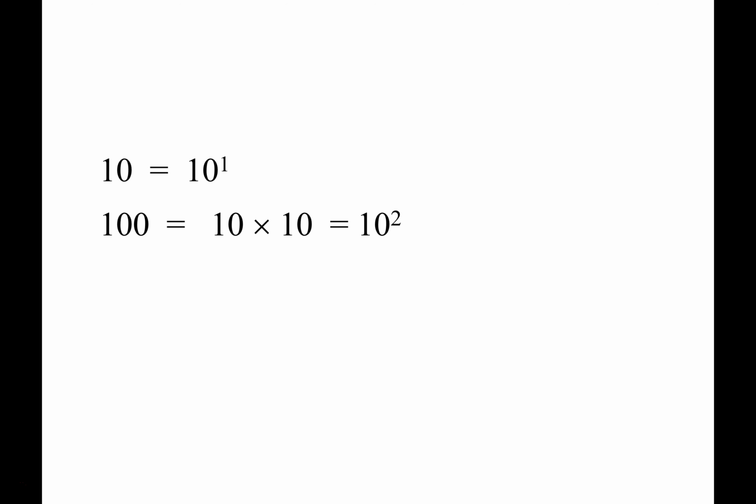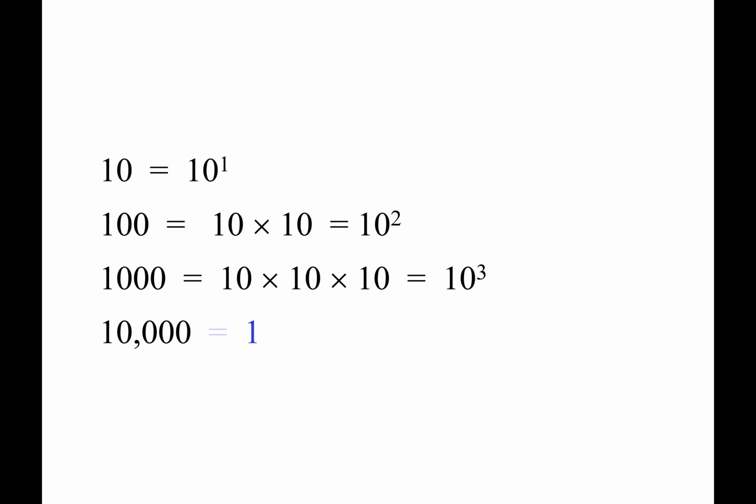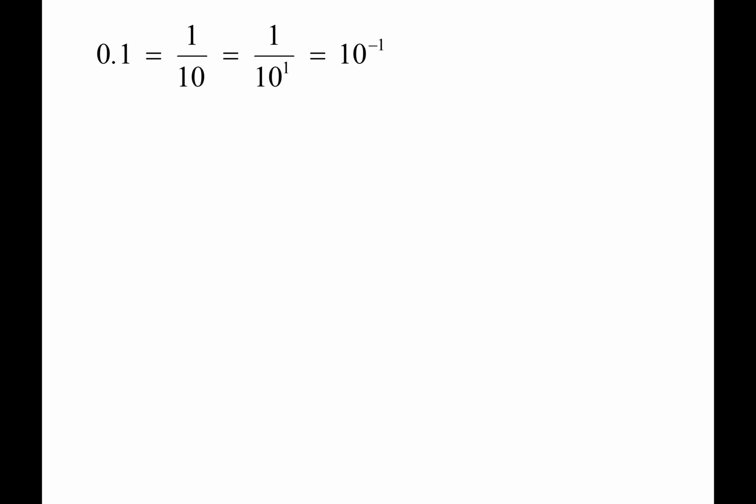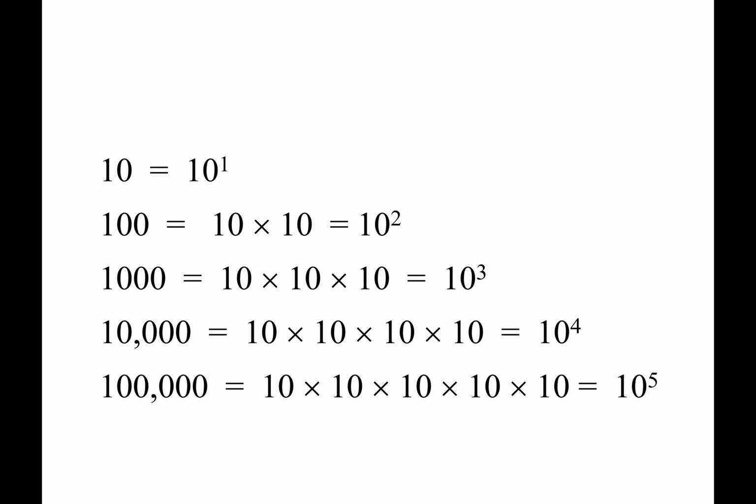If you have 10 squared, that's the same as 10 times itself twice, and that's 100. 10 cubed, it's 10 times itself 3 times, that's 1,000. 10,000 is 10 times itself 4 times, and that's 10 raised to the 4th power. 100,000. I bet you're all okay with that.